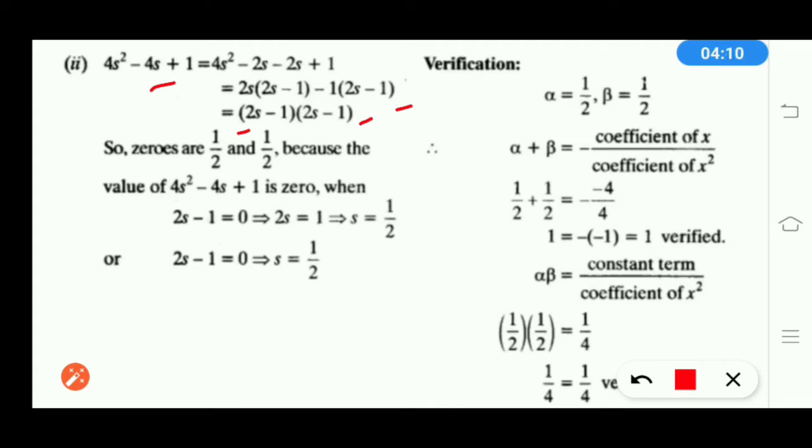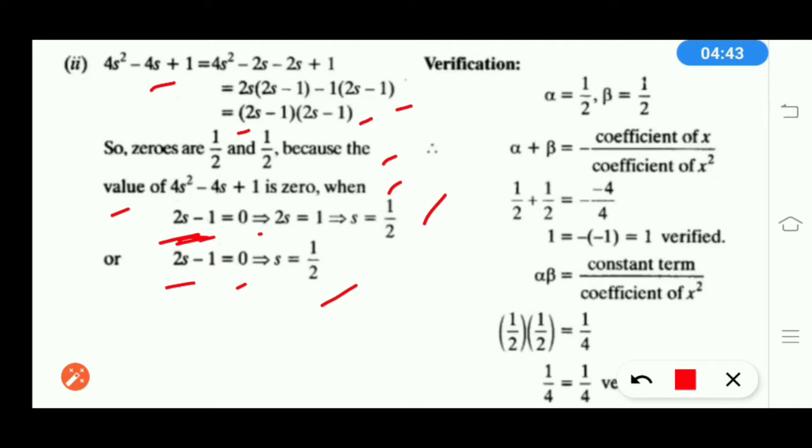Same as before, the zeros are 1/2 and 1/2, because the value of 4s² − 4s + 1 is 0 when 2s − 1 = 0, that means 2s = 1, so s = 1/2, or 2s − 1 = 0, so s = 1/2. Clear? That means 1/2 and 1/2 are the zeros of the polynomial 4s² − 4s + 1.